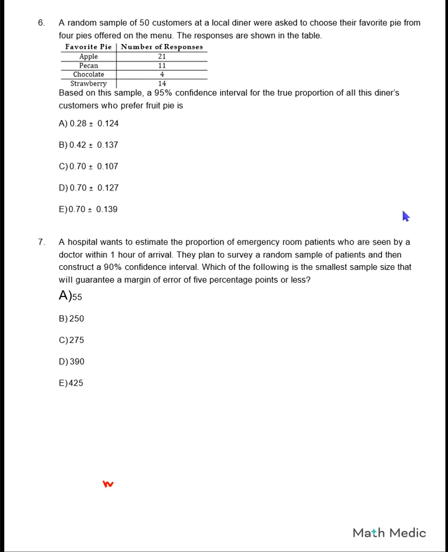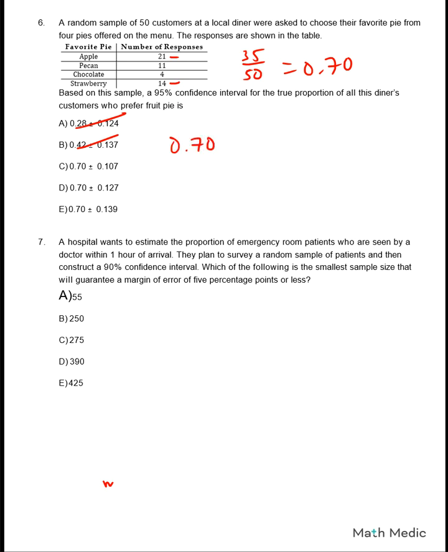Okay, number 6, a random sample of 50 customers at a local diner were asked to choose their favorite pie from 4 pies offered on the menu. Responses are shown in the table below. Based on the sample, find a 95% confidence interval for the true proportion of all customers who prefer fruit pie. So that would be these and these. So 35 out of 50, so that's 0.7. So there's our point estimate. We're down to those. So we're going to do 0.70.